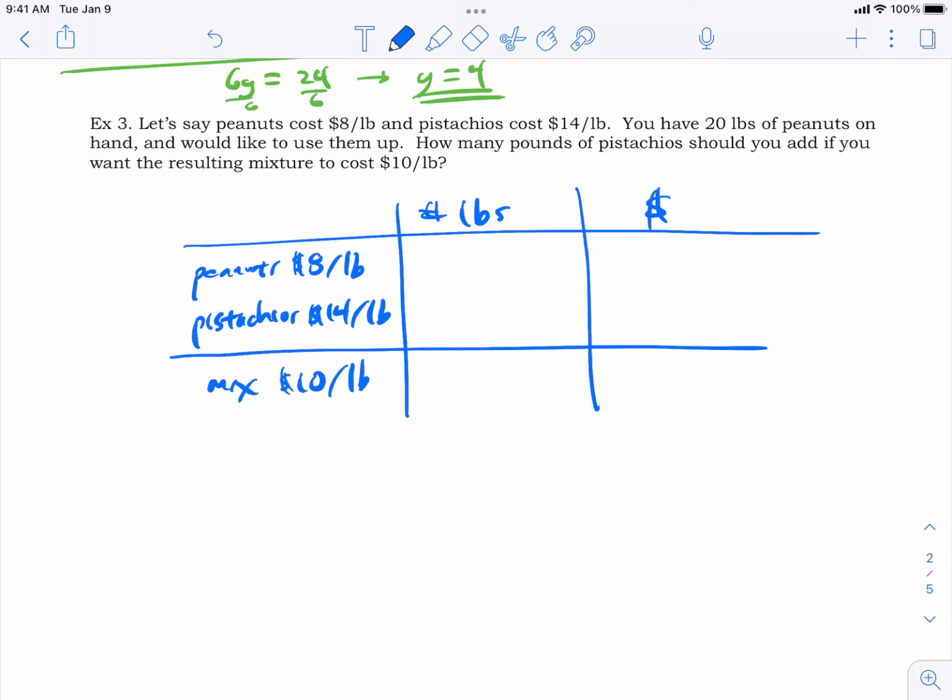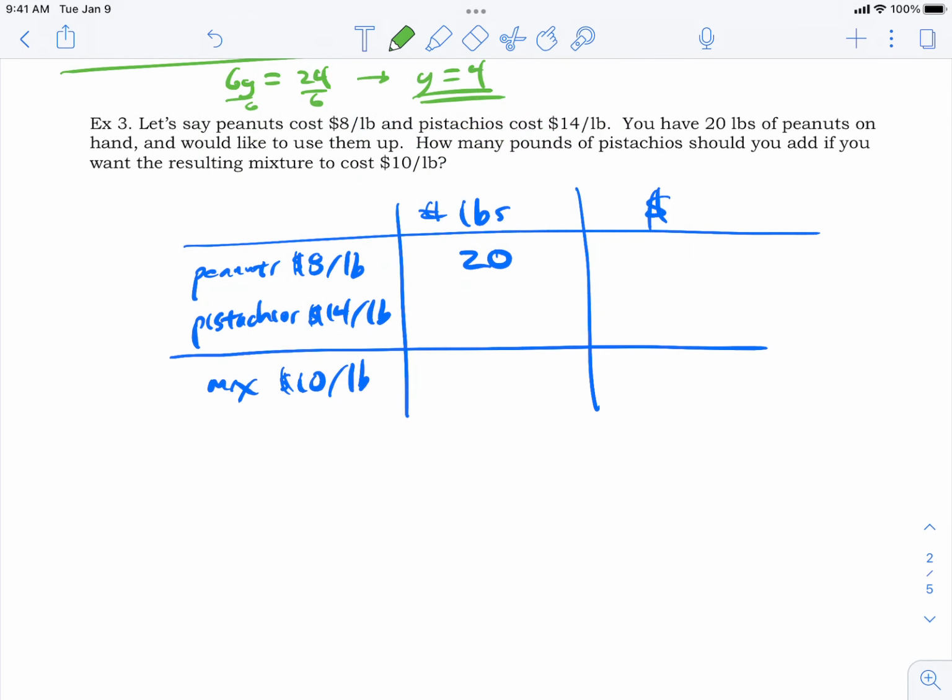Anyway, so what have they told us? Peanuts cost 8. Yep. Pistachios 14. Yep. 20 pounds of peanuts goes right there. You would like to use them up. How many pounds of pistachios should you use? Okay. If you want it to cost $10 a pound. Okay, cool. We're ready to fly, I think.